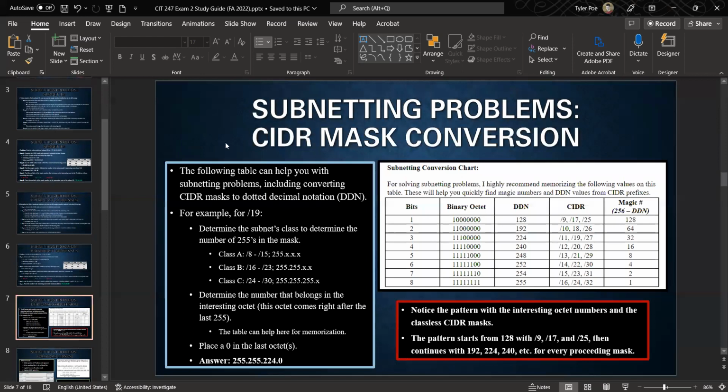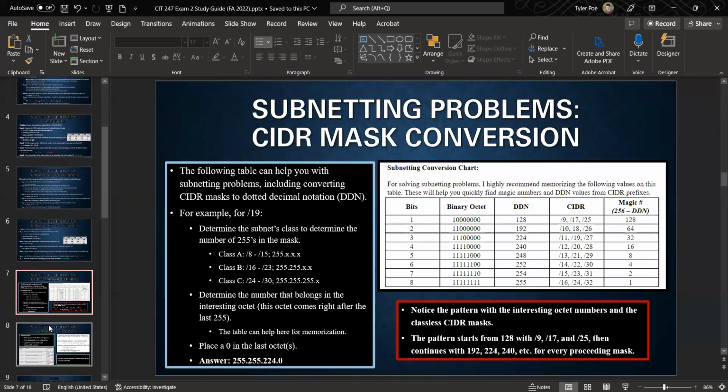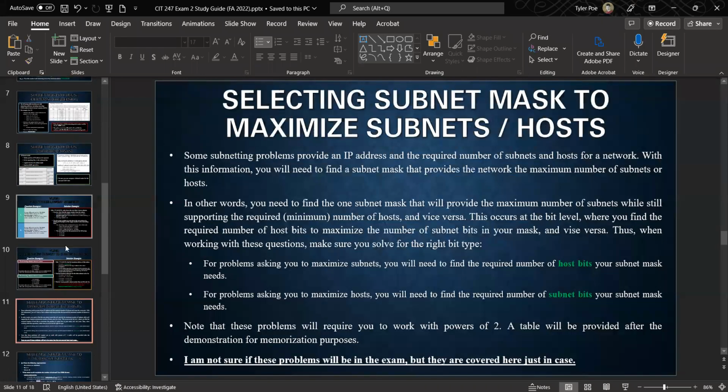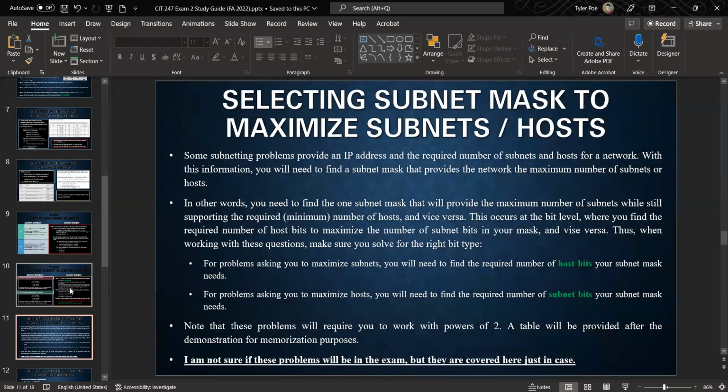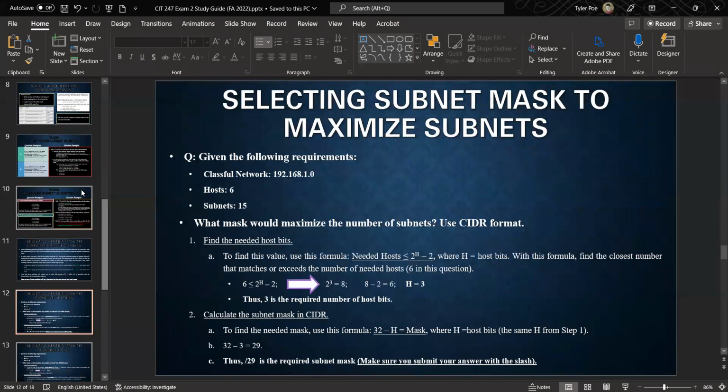I've included some other topics, including converting CIDR masks, wildcard mask versions, and also VLSM. And then finally, we have questions where you're given an IP address and the required number of subnets and hosts for a network. Then you have to find a mask that either maximizes the number of subnets in the network or the number of hosts. I don't know how much practice you all have had. I don't even know if it's going to be on the exam. It may not, but just in case, I would say practice these two.